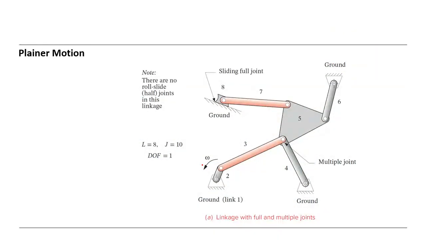Okay, let's continue with the planar motion. The 4-bar mechanism we have discussed enough. Here you see a mechanism with grounded parts. We have rotation here and sliding here. So let's check the degree of freedom.